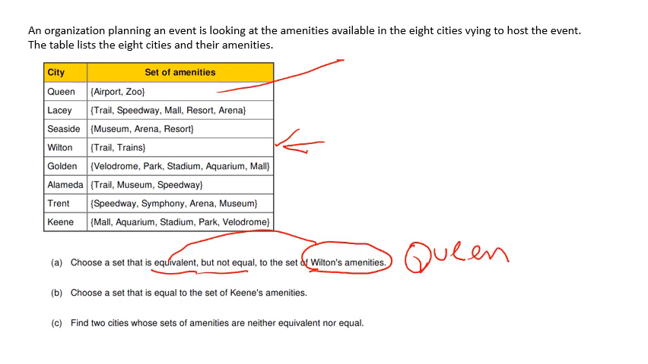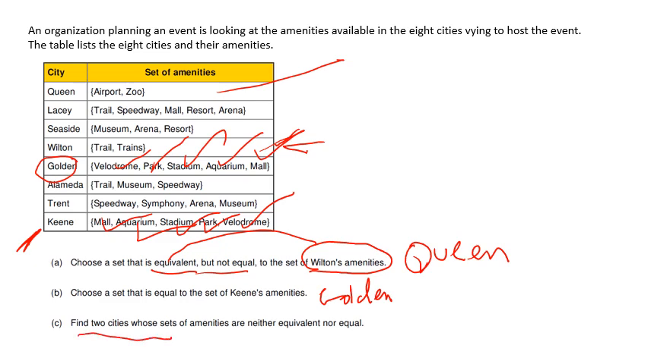B, choose a set that is equal to the set of Keen's amenities. So here's Keen. We want them to be equal. So if we go along looking here, we know Queen can't be. We know Lacey's not because Lacey has trail, Keen doesn't. Going down, did you notice Golden, Velodrome matched up, Park matched up, Stadium matched up, Aquarium matched up, and Mall matched up. So Keen is equal to Golden.